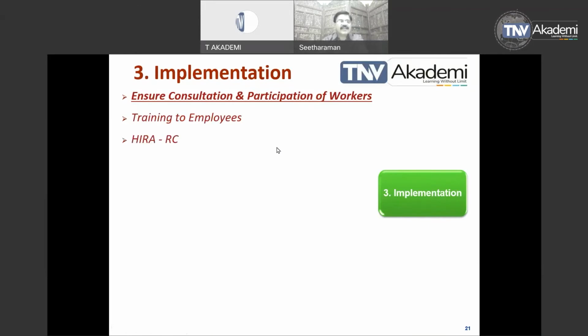Then we have to do hazards identification, risk assessment and risk control. This is a very important documentation as far as ISO 45001 is concerned. Then communication of significant hazards. Once we have done the assessment, we identify some of the significant hazards the organization has got, and that has to be communicated to all the employees involved so that they are more careful in their operations.